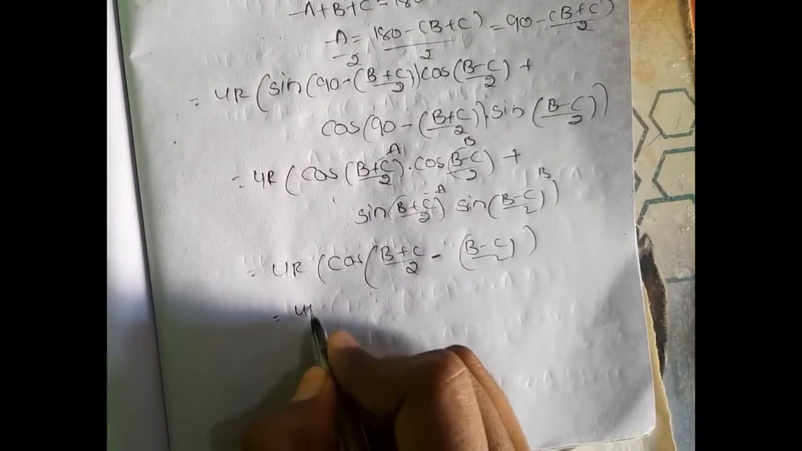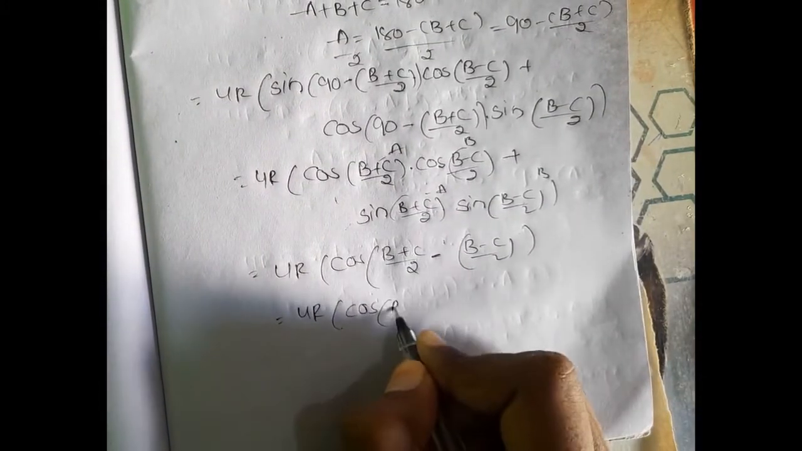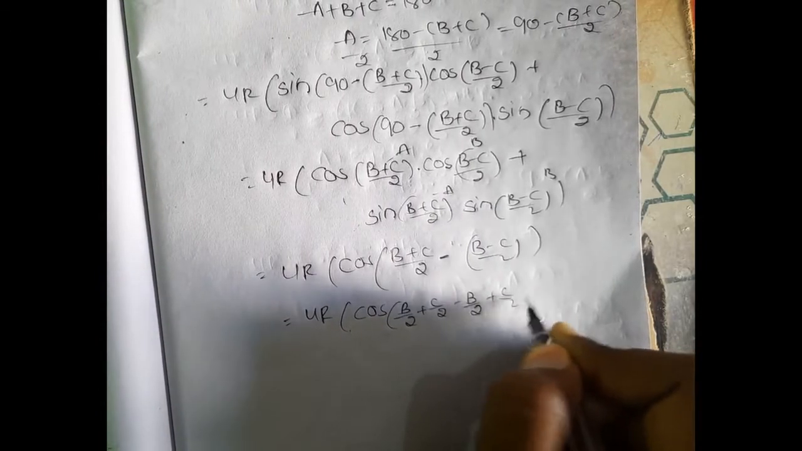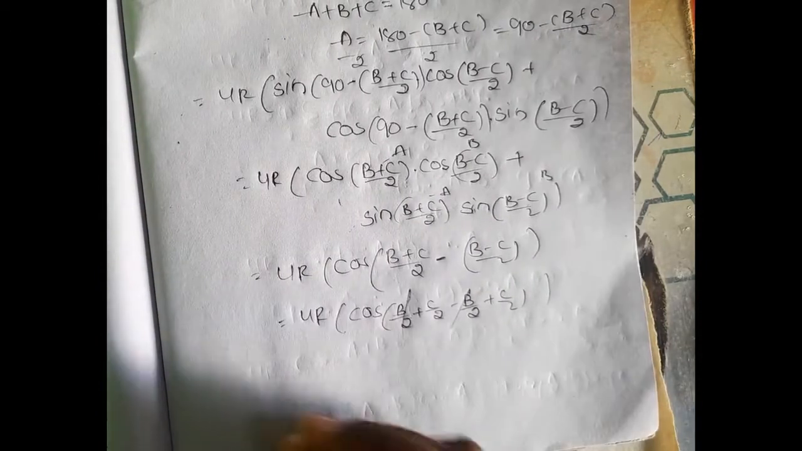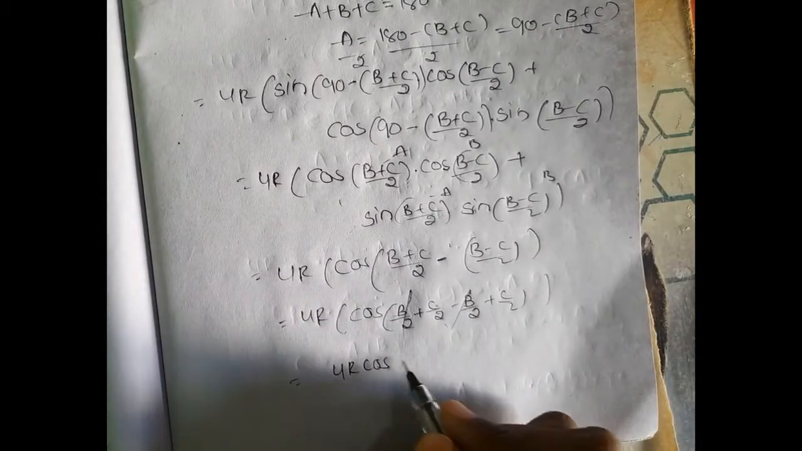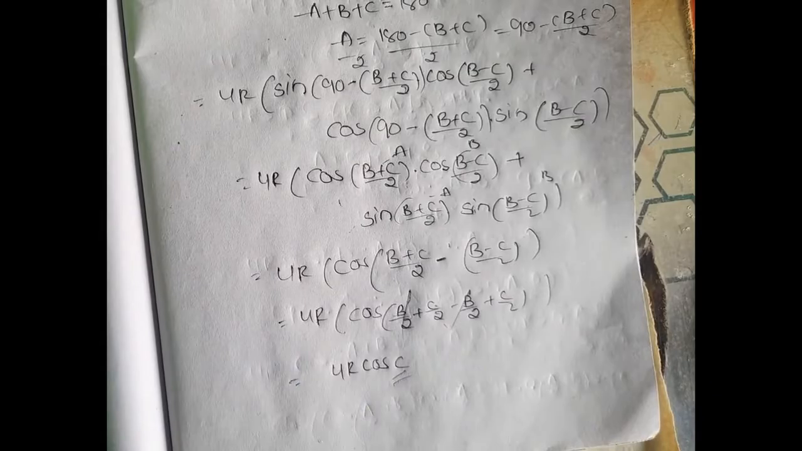Now for cos((b/2 + c/2) − (b/2 − c/2)), so the b/2 terms cancel. We get cos(c/2 + c/2). It is c. Hence proved.